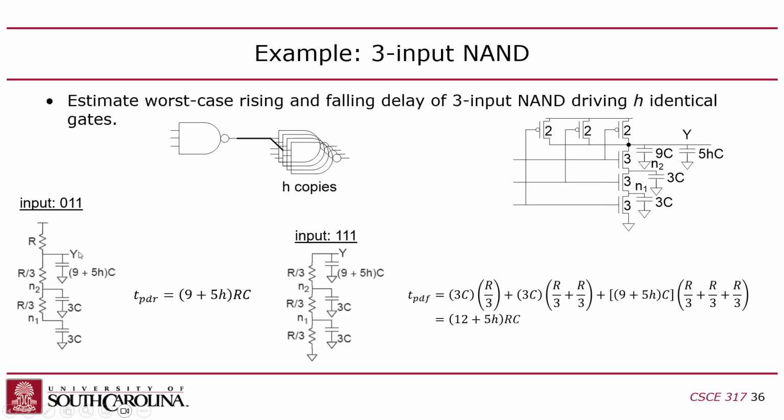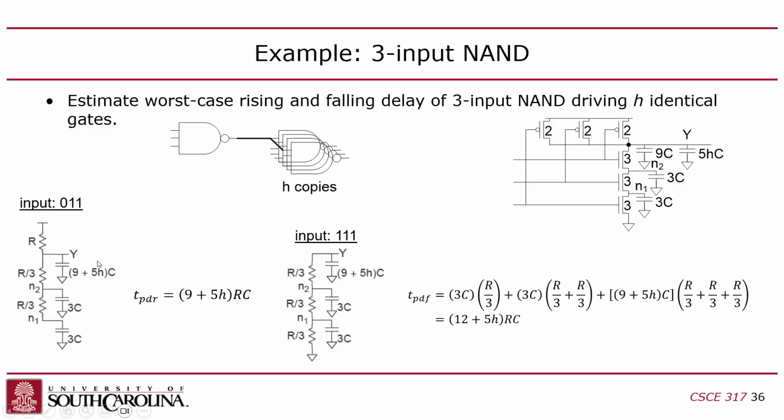Basically, what Y sees here, if you look at the input capacitance, is 9 plus 5H as the total input capacitance seen at Y. Actually, this is the input plus the drain capacitance of this transistor. And then 2 of these are on, but actually they don't contribute anything. The only thing I care about is the pull-up resistor plus whatever is seen at the output, Y. So these are not relevant, even though 2 of them are on.